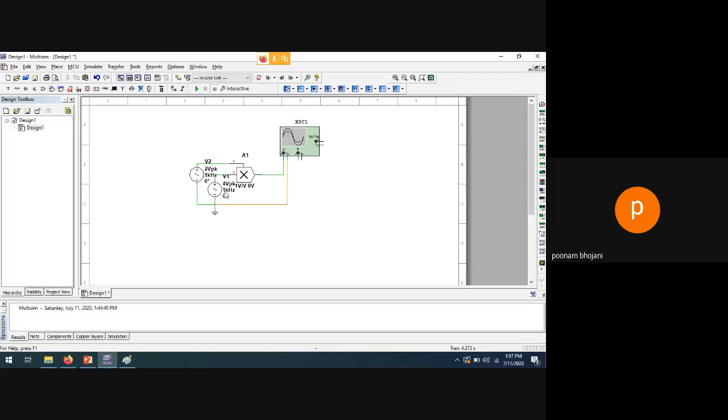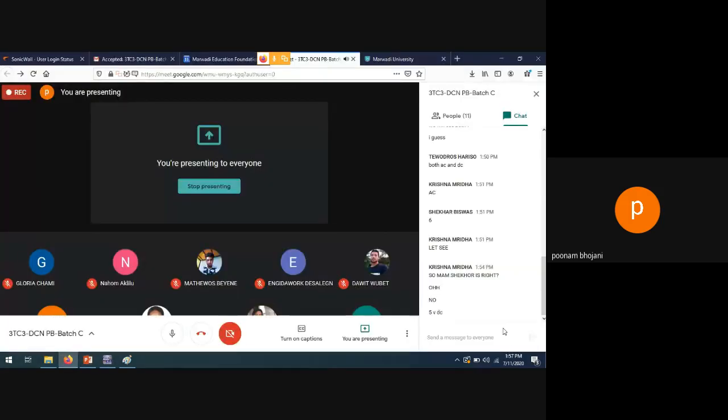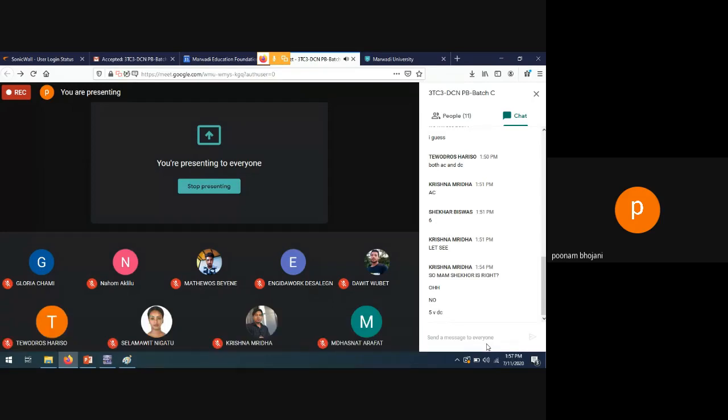I'm applying same frequency. You can keep different frequency also, but if it is of same frequency, what will be the output? Both are AC, then what will be the output, everyone? I want an answer. Both AC, then what will be the output? It will be multiplied by 4. Okay, so it means, Arafat, you want to say that 2 into 4, 8 volt AC signal you will get at the output, right?